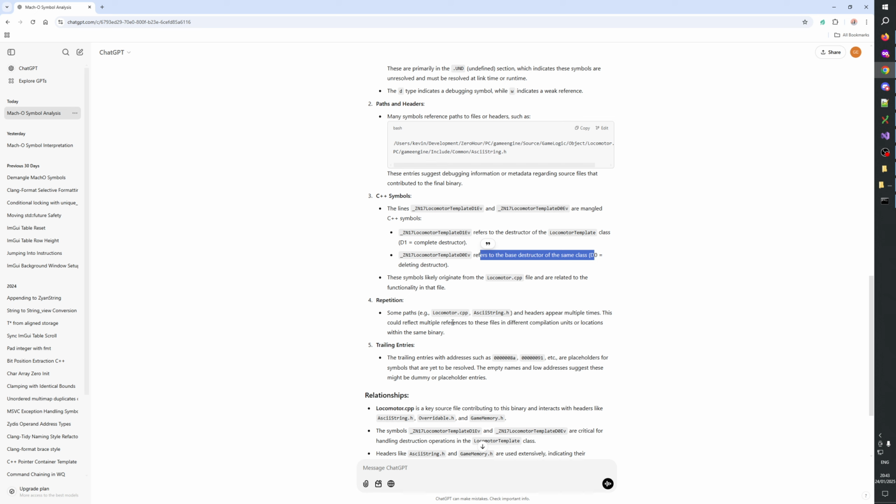Repetition. Some paths and headers appear multiple times. This could reflect multiple references to these files in different compilation units or location within the same binary. The trailing entries with addresses such as this are placeholders for symbols that are yet to be resolved. These empty names and low addresses suggest these might be dummy or placeholder entries.